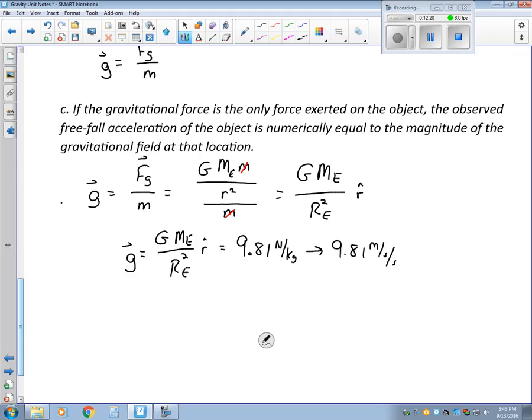So this helps us do some calculations pretty quickly, but it's only true when you're close to the surface of the Earth, near Earth's surface only. When you get farther away, the inverse square law kicks in, and g starts becoming much, much less than 9.8 very quickly.